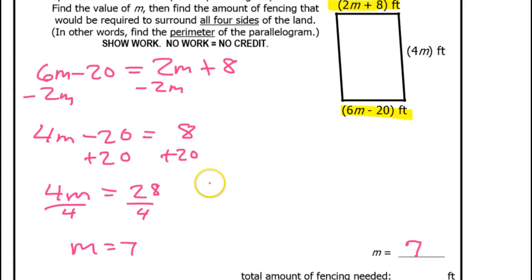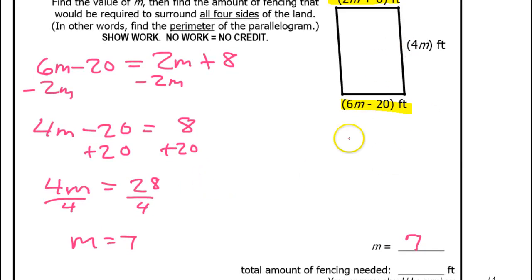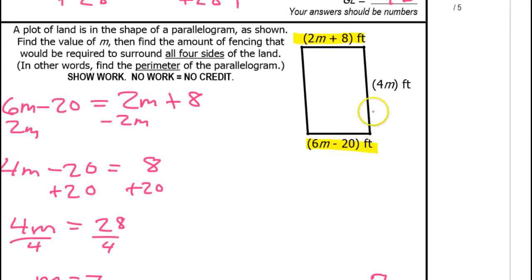Alright, now I'm going to start plugging this into the different expressions. So for example, if I plug in 7 right here, well, that's 4 times 7, so that's 28. So that means this side right here is 28. By the way, that's a reason to have 4m. If you were feeling like they just put that in there to trick us, nope, we needed it so we could find this side afterwards.